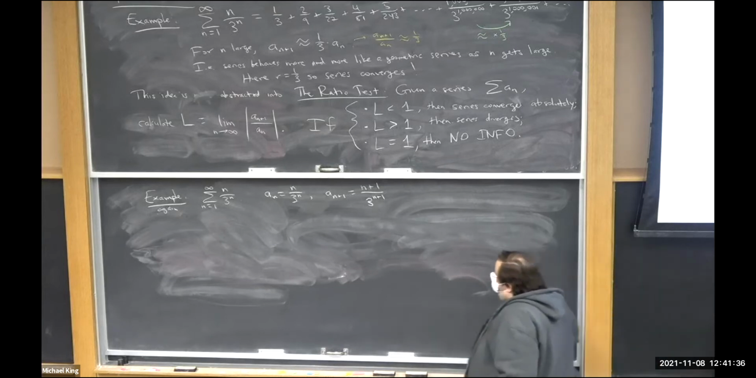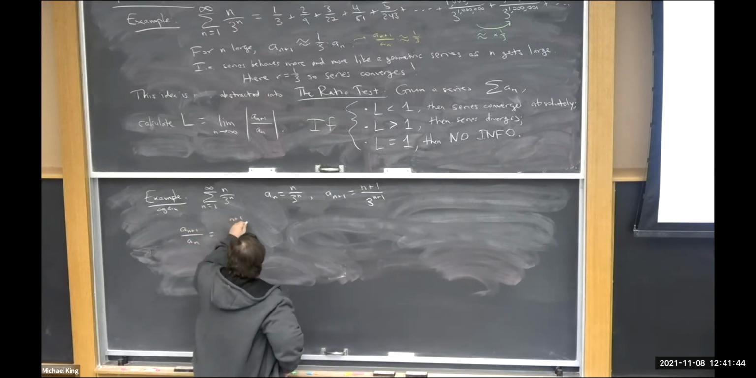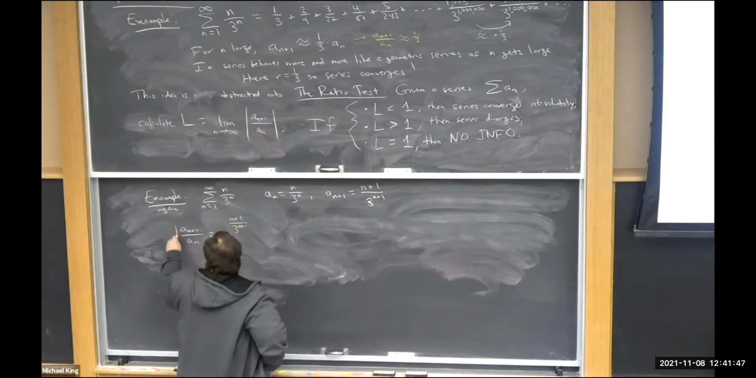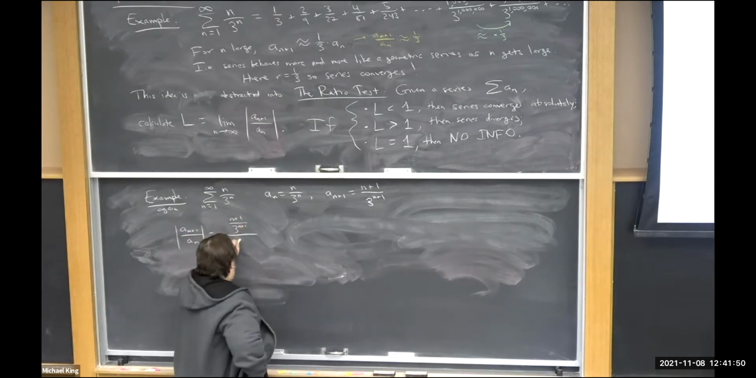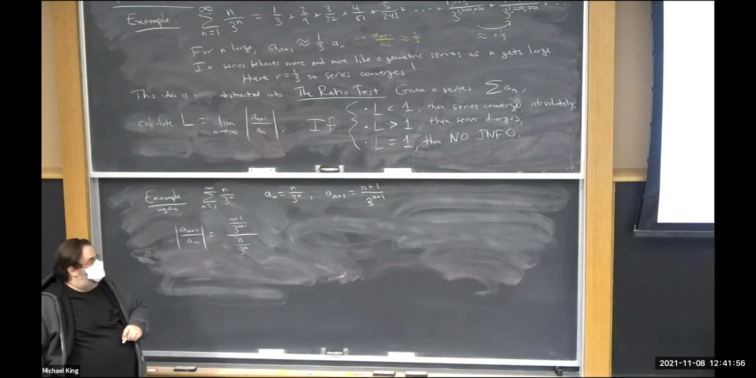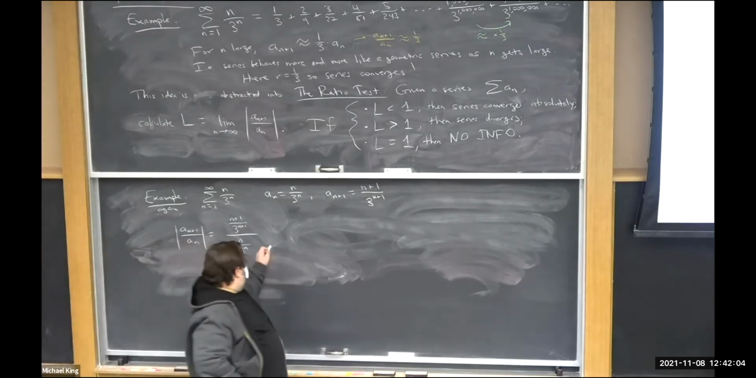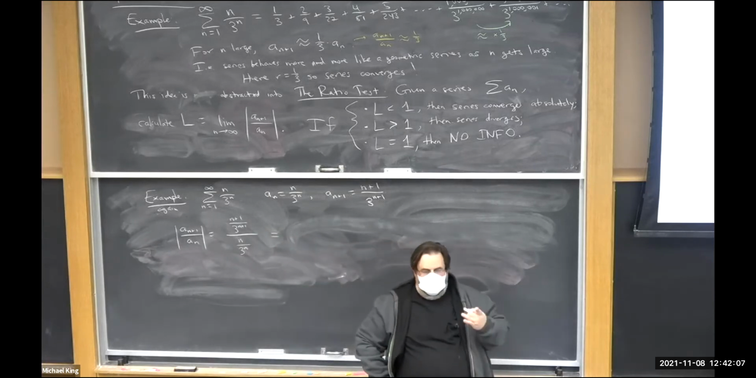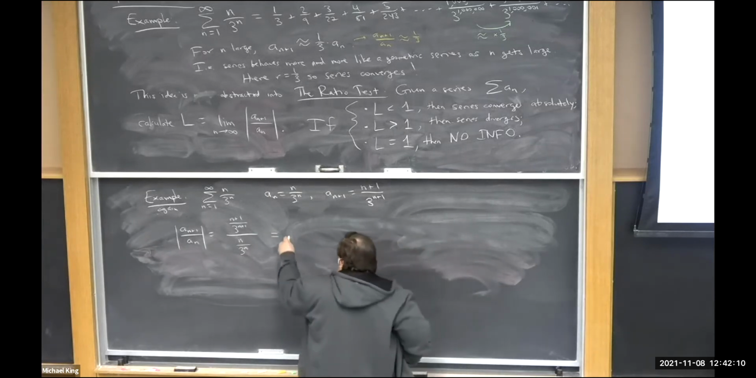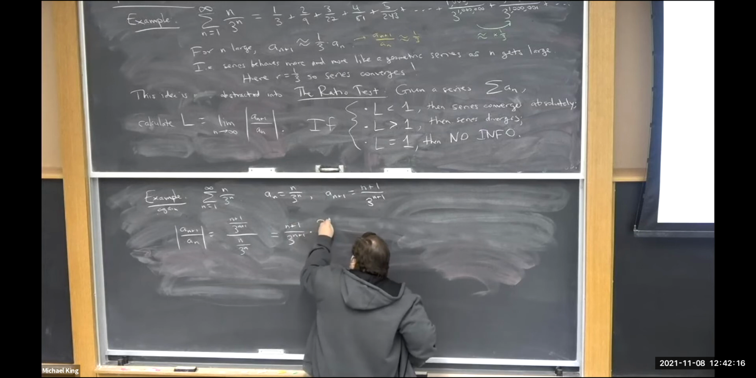And then, what is a sub n plus 1 over a sub n? Well, on top, we want this thing. I guess I should put absolute values, although it doesn't really matter here because everything's positive. On the bottom, I want this thing. Now it's a fraction over a fraction. What do we do when we divide by a fraction? Flip the bottom up. So this is n plus 1 over 3 to the n plus 1 times 3 to the n over n.